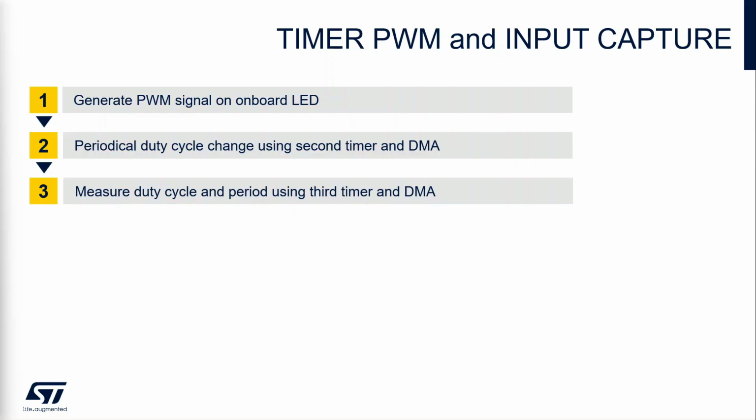First step will be simple generation of PWM signal for the onboard LED. Then we try periodically changing the duty cycle using a second timer and DMA. And the last part is about measuring of duty cycle and period using a third timer and DMA.